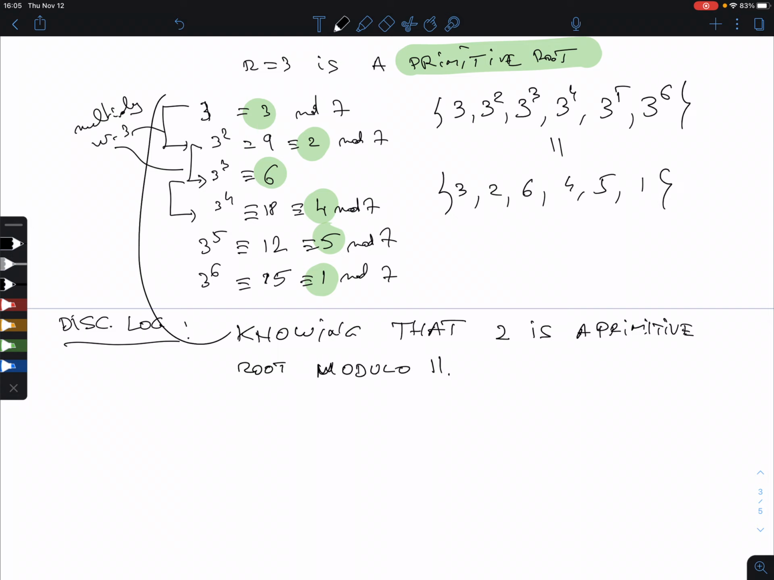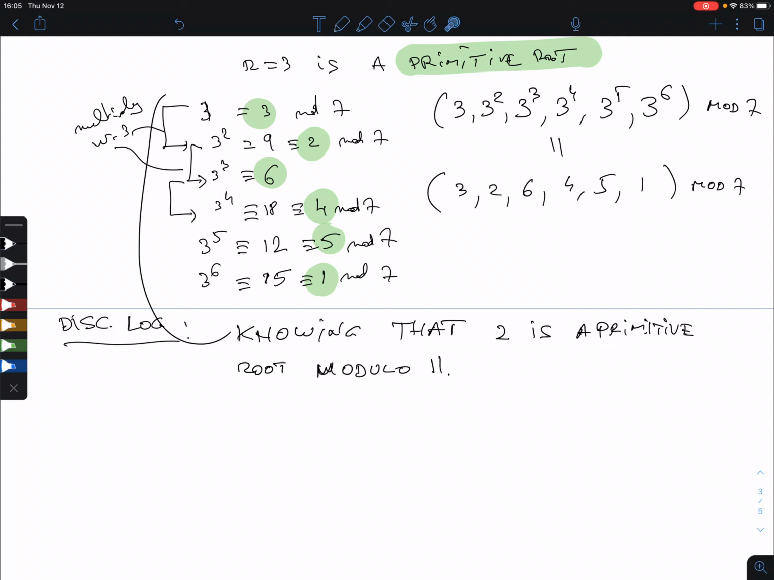Okay, I write it as sets. Perhaps better, let me write it as a list, not as a set. So what I'm saying is, if you look at this list, at least modulo 7, then this is the same as this list, modulo 7.